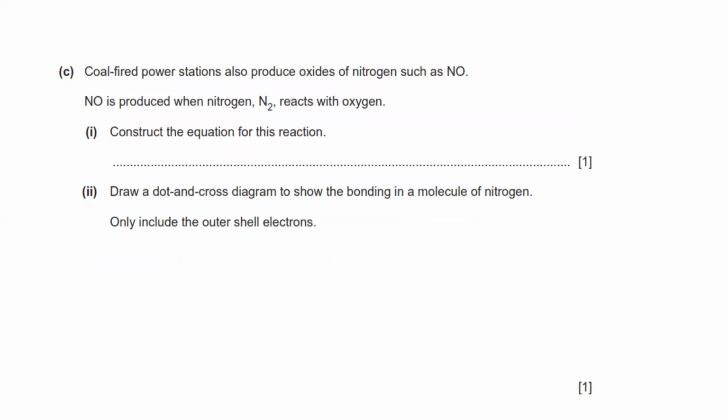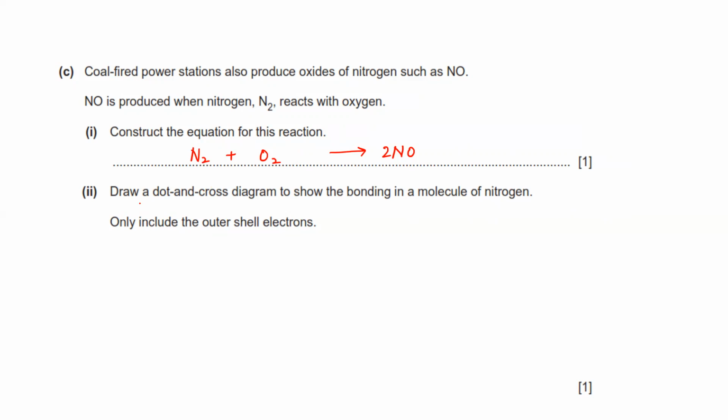Moving ahead, next part C, it says coal-fired power stations also produce oxides of nitrogen such as NO. NO is produced when nitrogen reacts with oxygen. Construct an equation for this reaction. So nitrogen plus oxygen, my byproduct is NO. So now I have to balance. So I have two nitrogens and two oxygens. So just have it like this. Now my equation is balanced. It's as simple as that.